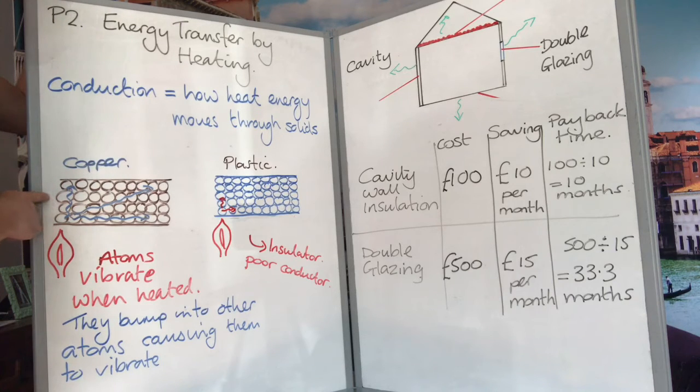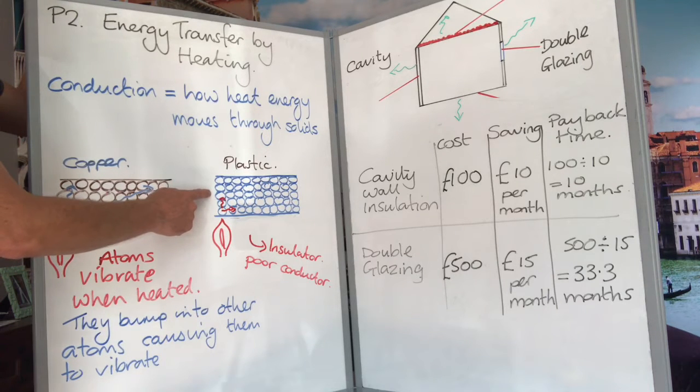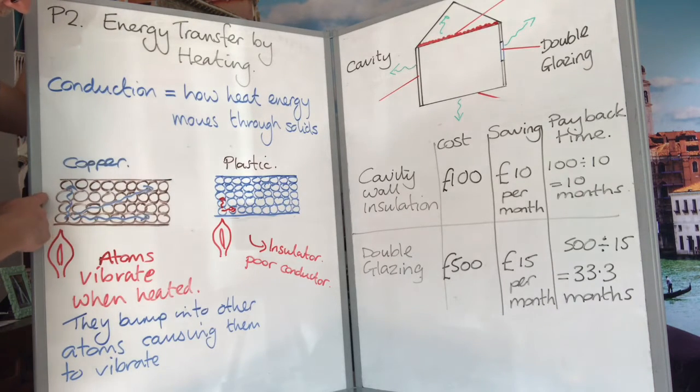We've got two different solids here. One is copper, a metal, and one is plastic. And I want to talk about how the heat will transfer through those materials. If we were to heat our copper at this corner here, all of these atoms that make up the copper, this one will start to vibrate as the thermal heat energy transfers to kinetic energy here.